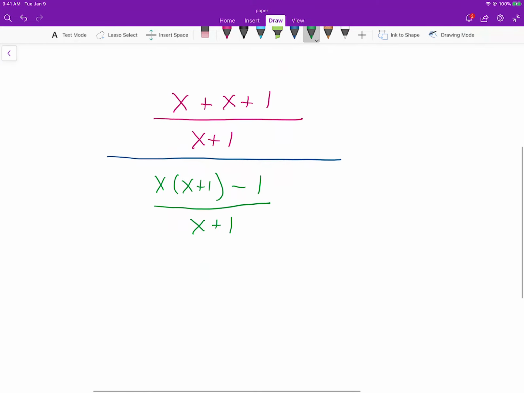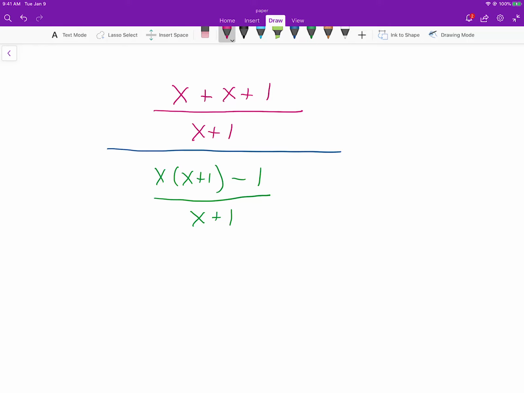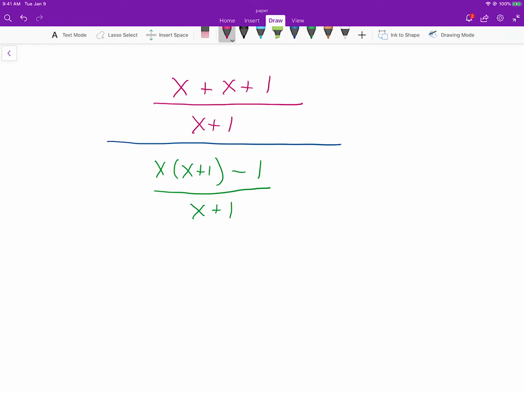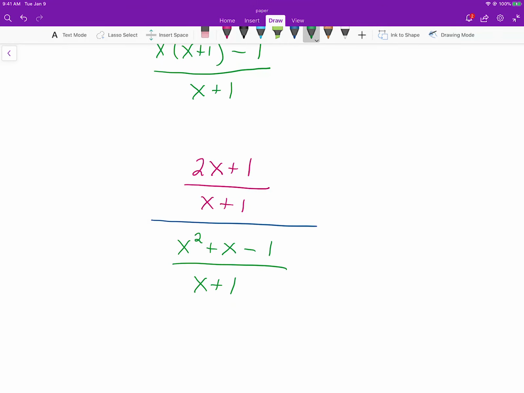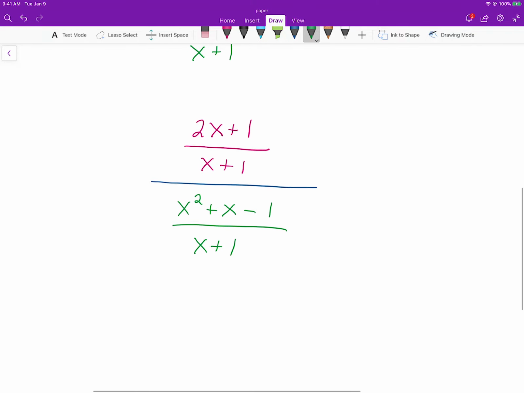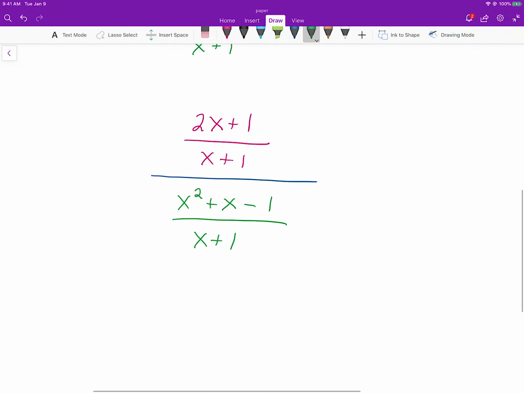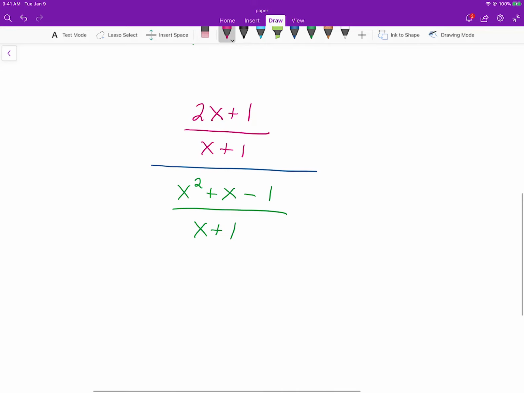Okay. Now I'm going to simplify these just a little bit. In my numerator, I have 2x plus 1 over x plus 1. And then in the denominator, I'm going to have x squared plus x minus 1 over x plus 1. There's different ways we can do this from here, but I want to complete this problem exactly like I just did the last one. And when we divide by a fraction, we can multiply by the reciprocal.